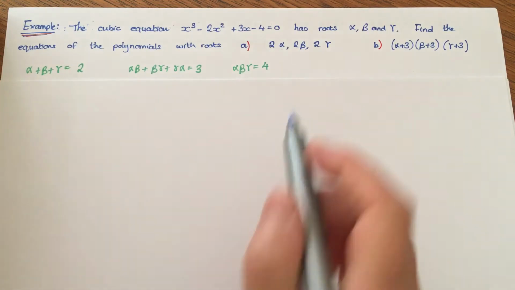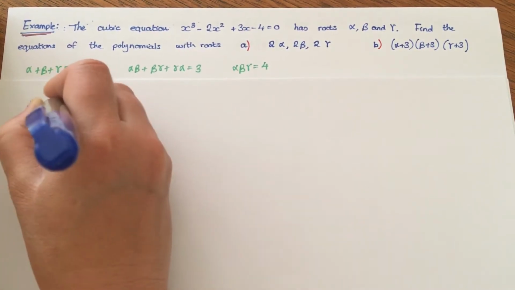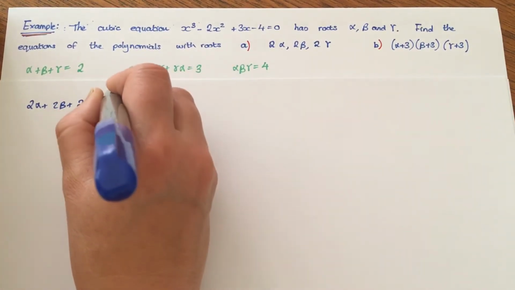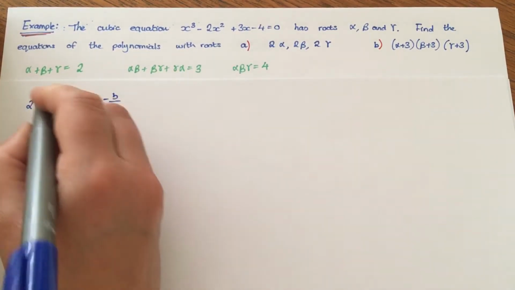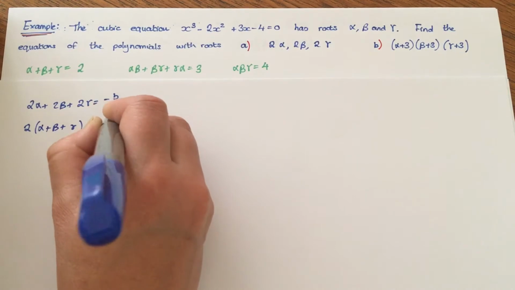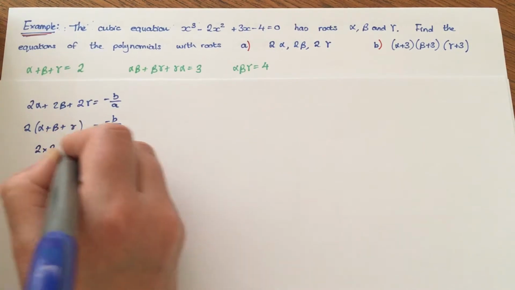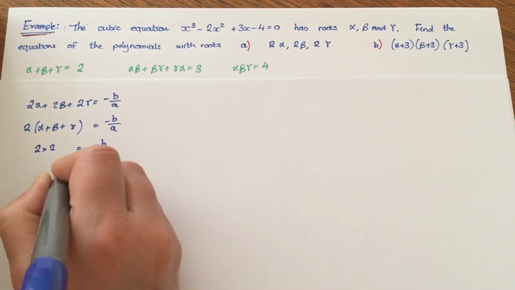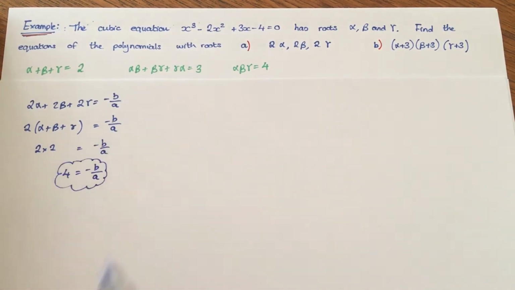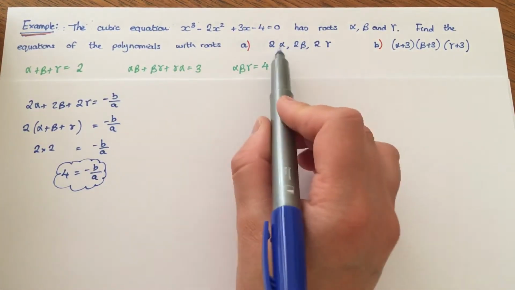the sum of the roots for the new equation would be 2 alpha plus 2 beta plus 2 gamma. And for the new equation, which I'm trying to find, that would be minus b over a. Well, that is 2 lots of alpha plus beta plus gamma. Alpha plus beta plus gamma is 2. So I know that for this new equation that we're trying to find, minus b over a is equal to 4.